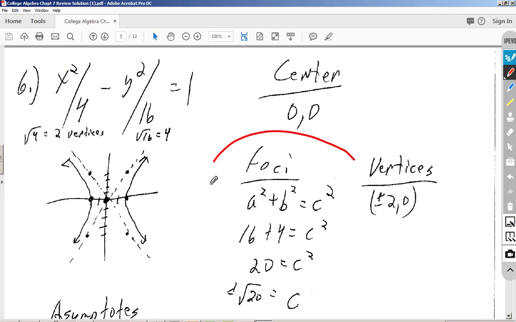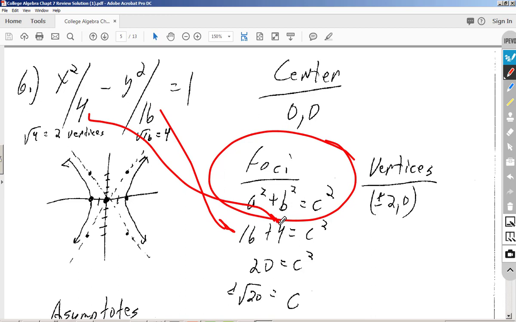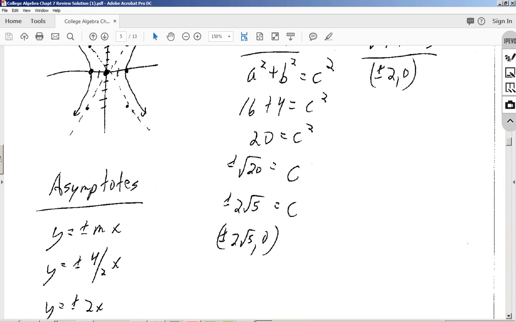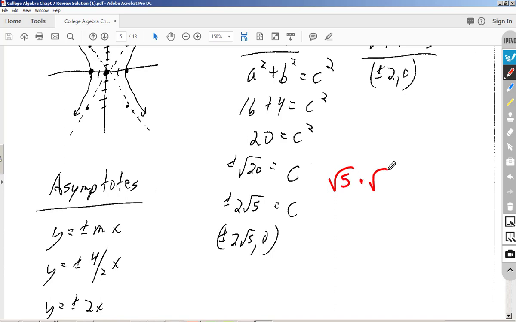So my foci formula is a squared plus b squared equals c squared. So again, just substituting in your numbers. And since there's a plus sign there, it doesn't really matter which one you put in which one. So you got 16 plus 4 is 20 equals c squared. So c is going to equal plus or minus the square root of 20. Go ahead and simplify that down because the square root of 20 is equal to the square root of 5 times the square root of 4, and the square root of 4 is 2. So there's your c value, plus or minus 2 square root of 5.